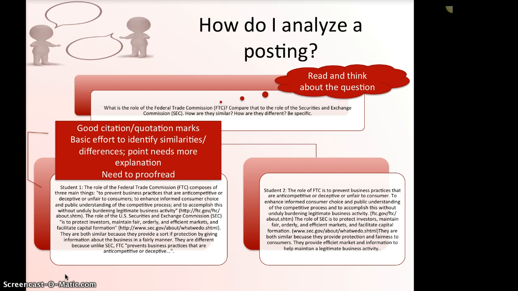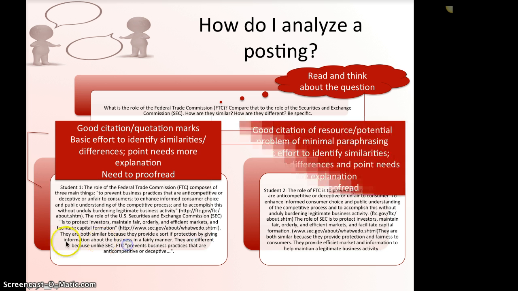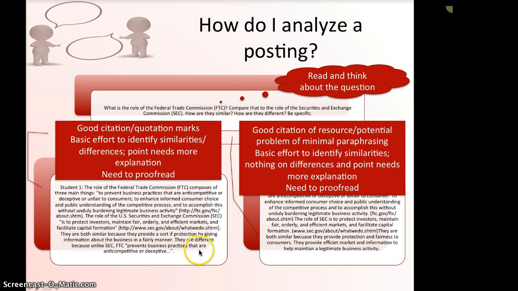There's a good citation in this one. The student uses quotation marks and cites the source. There is a basic effort to identify similarities. Here, they're similar because they provide a sort of protection given information about the business in a fairly manner, and then they're different. Points out some differences, but there could be more explanation of it.